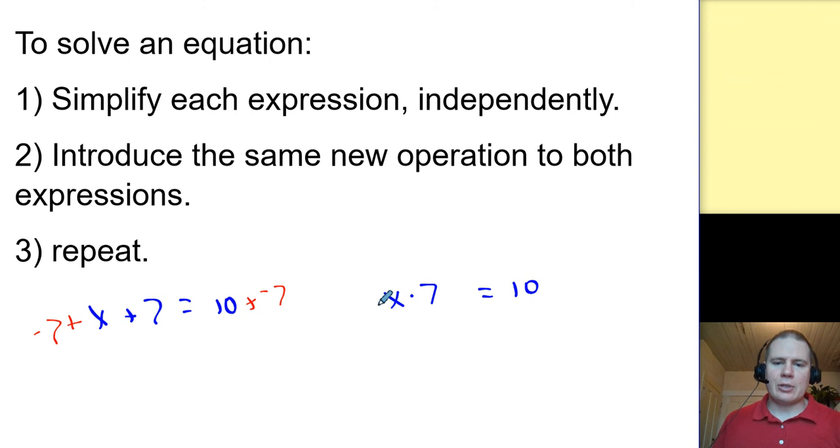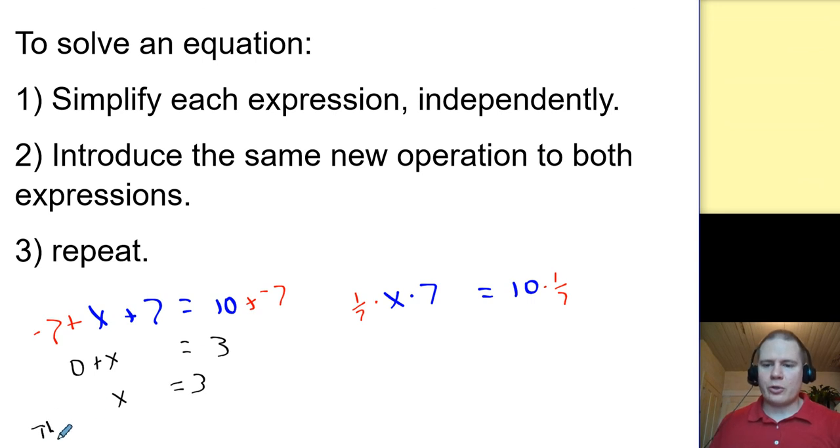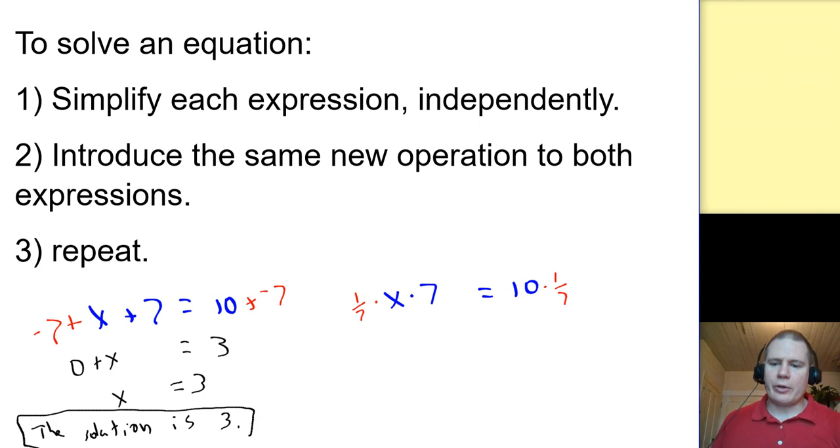Same thing here. To cancel this times 7, I can multiply by its inverse. Do the same thing to both sides, right? Associate 7 plus -7 is 0. Let me change colors again here. 7 plus -7 is 0, and 0 plus x is just x. 10 plus -7 is 3. So if 0 plus x is 3, x is equal to 3. So the solution is 3.